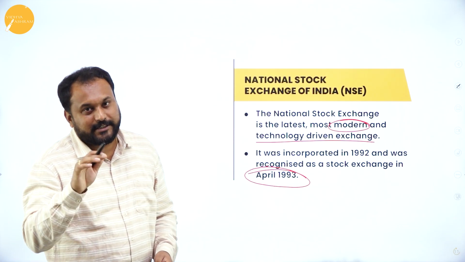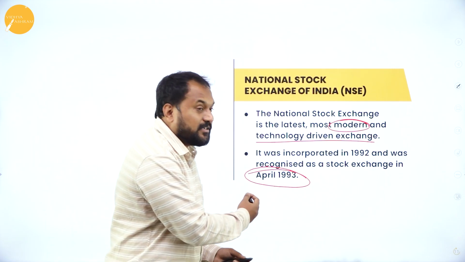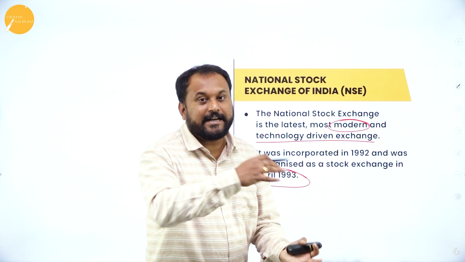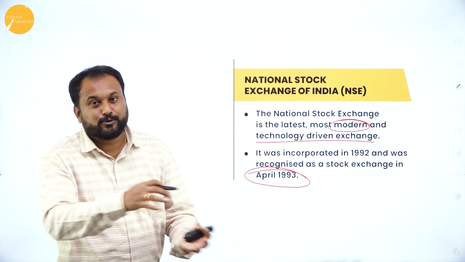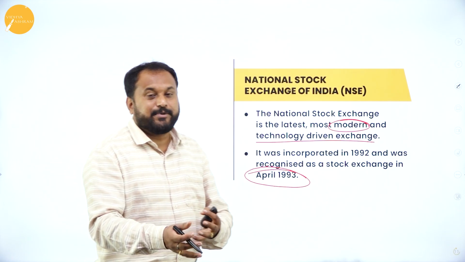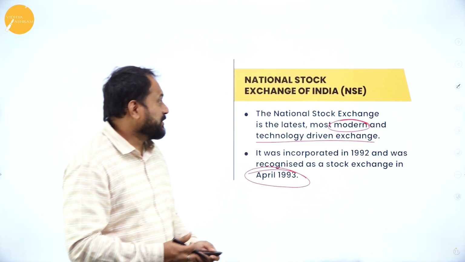I said 33, but it should be taken as 30, okay? I'll say this again. So April 1993. Now 2023 and it is 1993. That means totally 30 years now. This April our National Stock Exchange will have its 30th year anniversary.